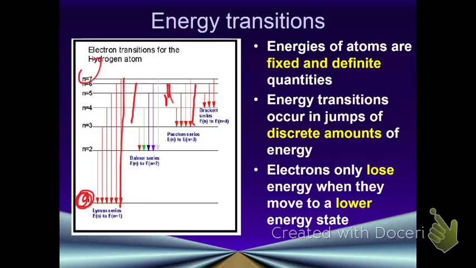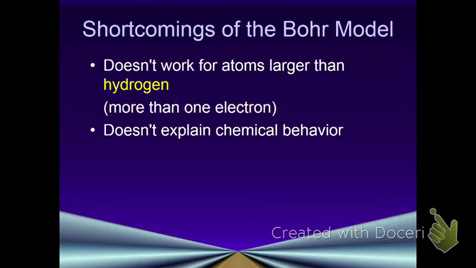When they're doing that, they're corresponding to specific energy levels. Especially if you look at the colors, the red is the longest wavelength on the electromagnetic spectrum, but it's the lower energy, so that only corresponds to a one level drop. Whereas up here at the purple, it's a higher energy drop, and it's corresponding to a shorter wavelength. Now, the shortcomings of the Bohr model were that it does not work for atoms larger than hydrogen, that means more than one electron. Also, it didn't explain chemical behavior.